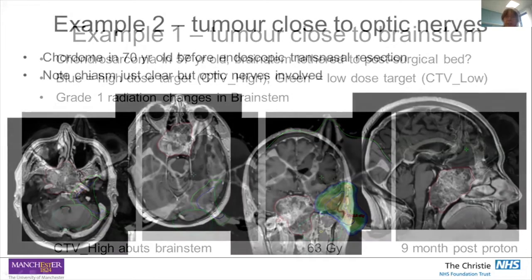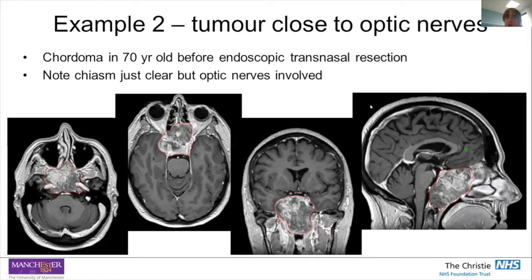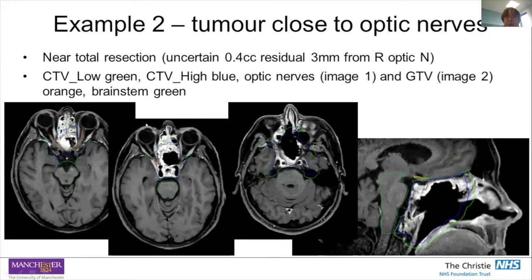This second example is of a large chordoma operated excellently, brilliantly at an outside institution. It was a very large chordoma, actually clear of the optic chiasm, but involving the optic nerves pre-op. And this patient had an excellent near total resection, leaving just a possible 0.4 cc residual 3 millimeters from the right optic nerve.